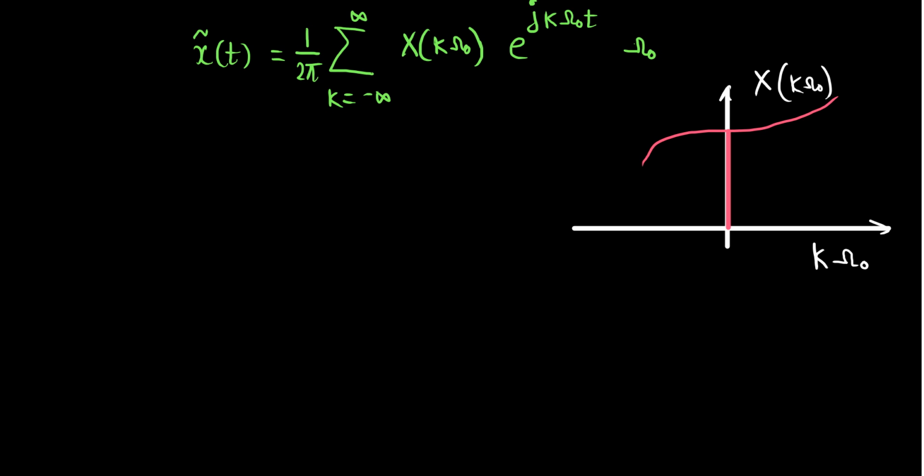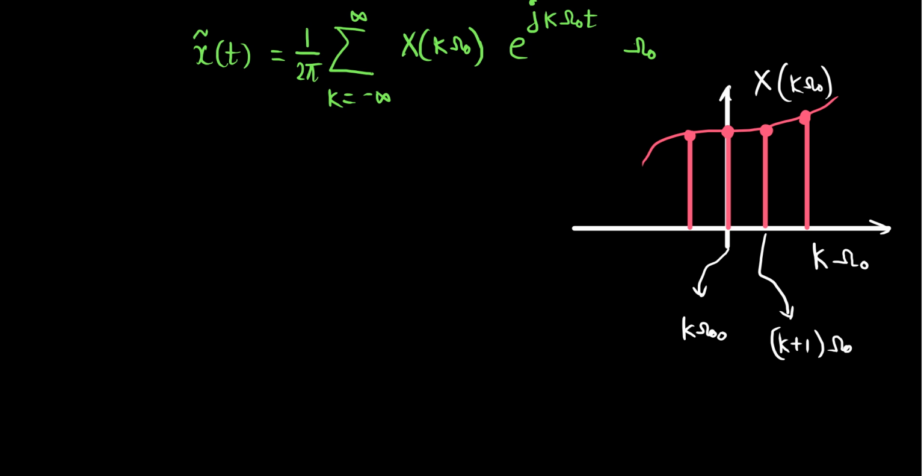So this is going to be, say, let's say here, there. So these are the k values. These values are for different k. So for example, if this value here is for a certain k omega naught, then this is going to be the value for k plus 1 times omega naught, and so on. So these are going to be discrete in nature.